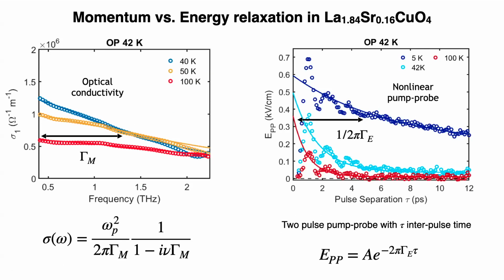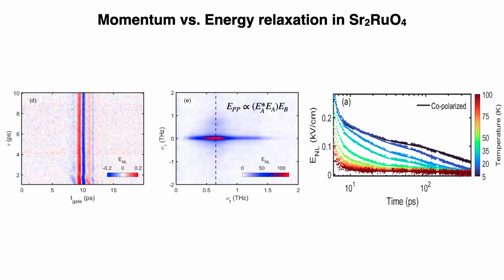So let me show you now some examples of what we're actually doing. Recently, a paper came out in PRL where we were looking at strontium ruthenate. You're maybe used to looking at some data that looks like this now. This is the time domain data, tau versus T. This is its Fourier transform. And there's this streak here, which I already told you was the pump probe response.